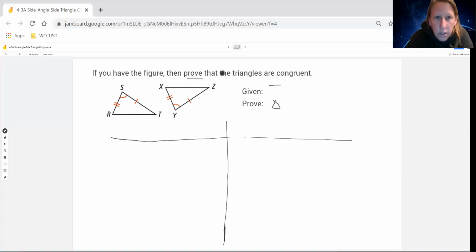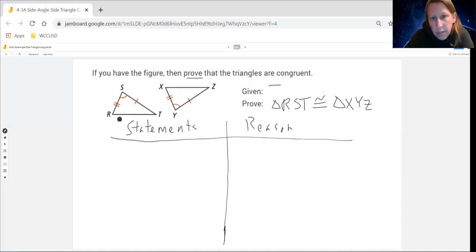Well, let's start with the triangles. We're going to try to prove that triangle RST is the same size and shape as triangle XYZ. We're going to show that that's true using some statements and some reasons. We're just getting used to this new type of math here.